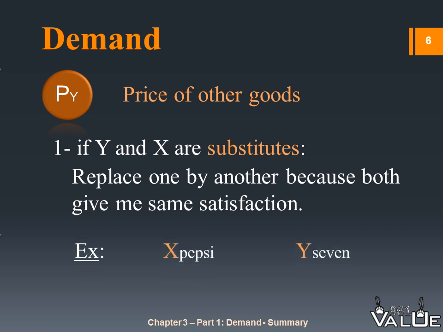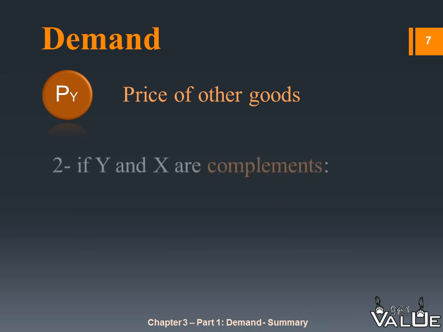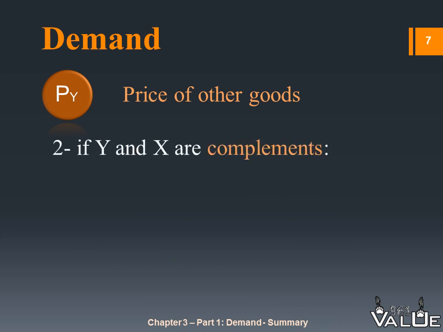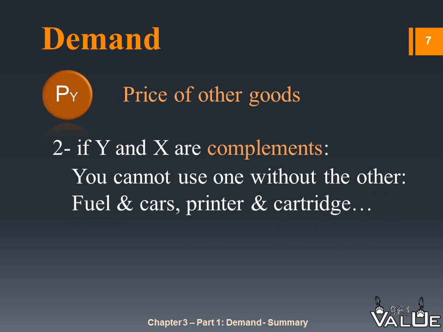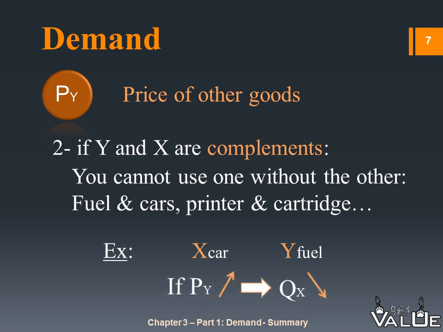For example, if we have Pepsi as product X, and 7UP as product Y. If PY increases, QY decreases, so QX will increase. However, if Y and X are complements, you cannot use one without the other, for example, fuel and cars, printer and cartridge. Let's consider a car as product X and the fuel as product Y. If PY increases, QX will decrease.